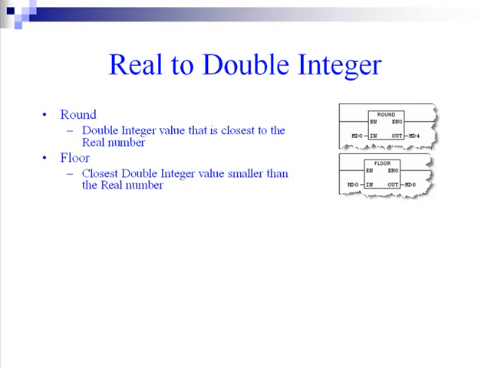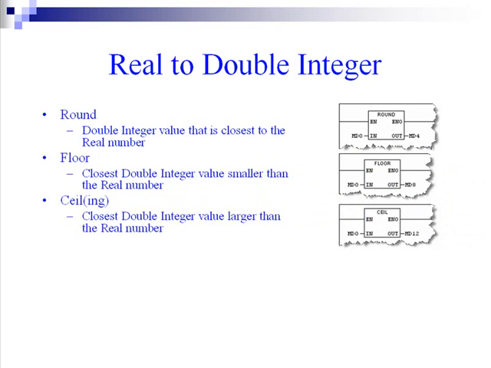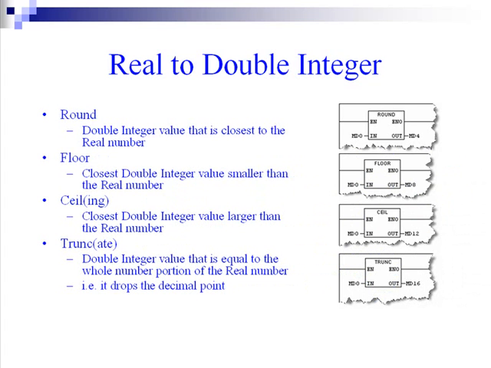The floor instruction will always perform a round down, while the ceiling instruction will provide you with a round up function. The last instruction to look at is the truncate. This will provide you with a result that is equal to the whole number portion of the input word. In essence, it drops the decimal point.